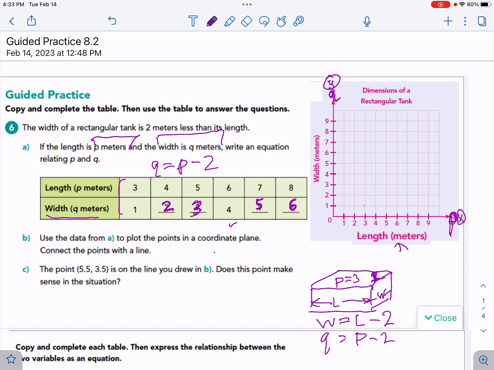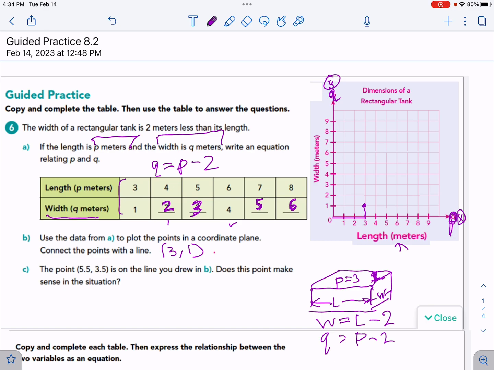Okay, so now that I know which is which, I'm just going to go ahead and plot it. So my first pair is 3, 1, right? So I go over on the x-axis to 3, and then I go up to 1, right? And I'm going to put a plot mark right there.